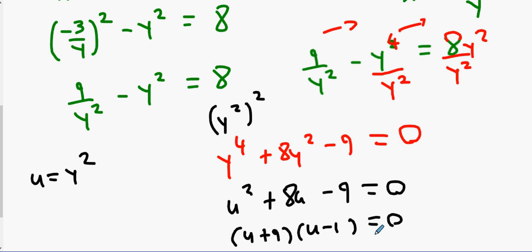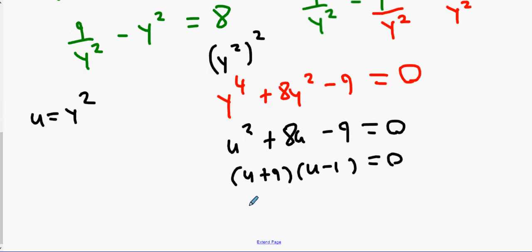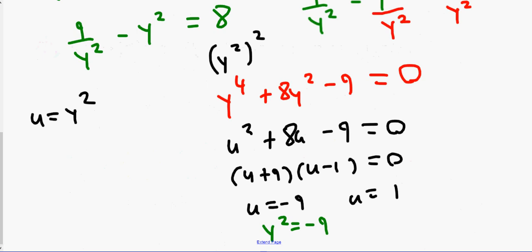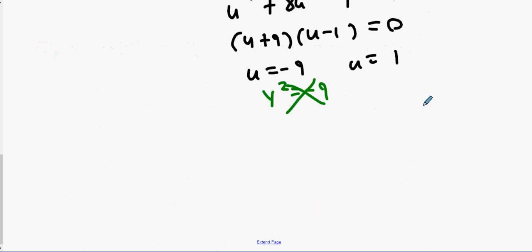And what do we have then? u equals minus 9, u equals 1. We're after y. Can y squared be equal to minus 9? It could, but it has to be an element of R. So that would be a complex answer, so we're not interested. So we're only interested in y squared equals 1. And if y squared equals 1, what's the answer? Plus or minus 1. And then we go back up and figure out what x is.